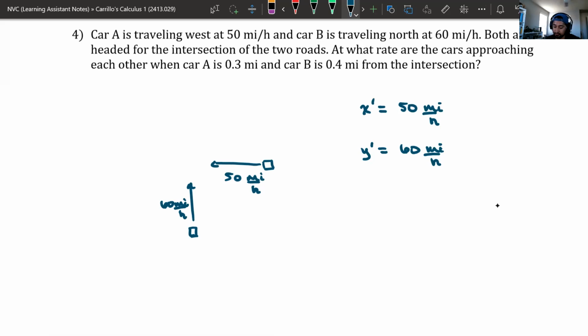And it's asking us the rate at which the cars are approaching each other at these given distances. So we'll say at x equals 0.3 and y equals 0.4. So as these cars approach this intersection, this distance between them is getting smaller and smaller and smaller.